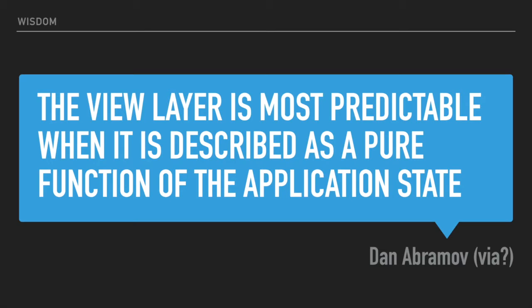So yeah, the view layer is most predictable when it's described as a pure function of the application state. This is something that Dan Abramov says in his series of videos on Redux, an intro to Redux on, I believe, the egghead.io website. It's a really interesting thing to go through. I think it's only about an hour or so of videos, and he steps through and implements a simple version of Redux in front of you, without any edge cases, that sort of thing, just so you can understand what's going on. It's really worth looking at.